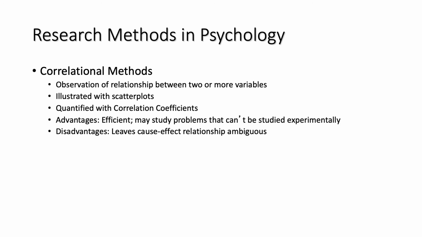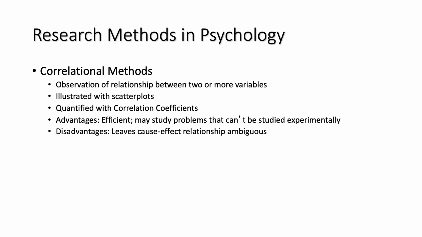So if I'm interested in how people react to a natural disaster like a tornado or something like that, I can't manipulate that and make it happen and randomly assign people to have their house destroyed by a tornado or not. And even if I could, ethically I should not. So for some kinds of research, the correlational study is all you've got.